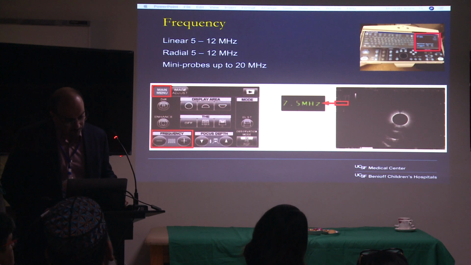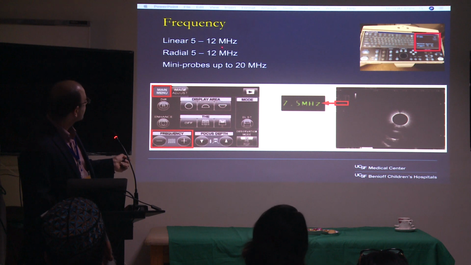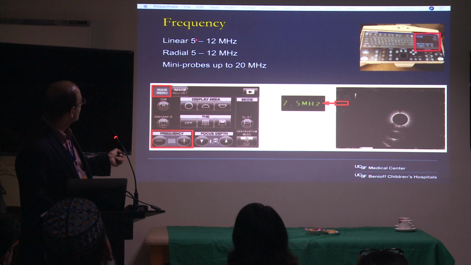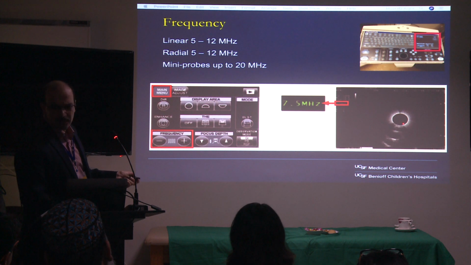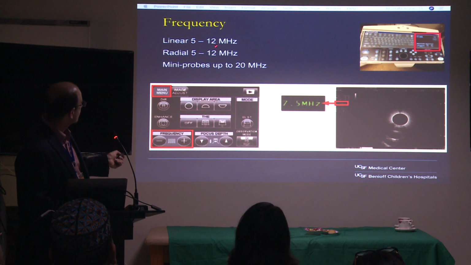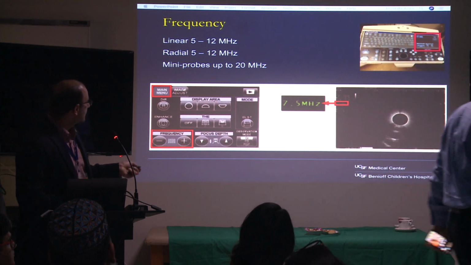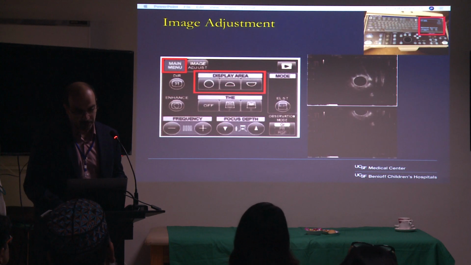Okay. So frequency, basically, it's important to recognize that there are differences based on the scopes. The linears go from 5 to 12. They come standard at 7.5. They can go up to 10, and then the radial I believe goes up to 12, right? On the Olympus, I think it goes up to 12 and a half, 12. And then the mini probes are the ones that really allow you to see very closely at mucosal lesions, and there you can adjust the frequency based on the lesion.